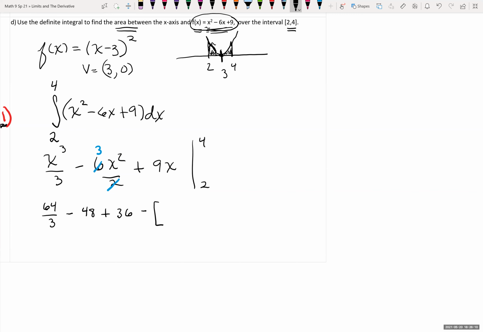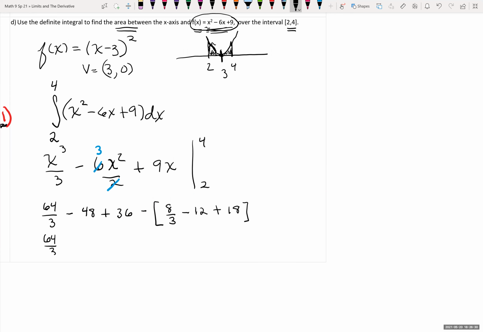Minus, now plugging in the bottom bound, 2. So 2 cubed is 8 all over 3, minus 2 squared, which is 4, times that 3 is 12, plus 9 times 2, which is 18. So I have 64 thirds, this negative 48 plus 36. That gives me a minus 12. Negative 12 plus 18, that is a positive 6.